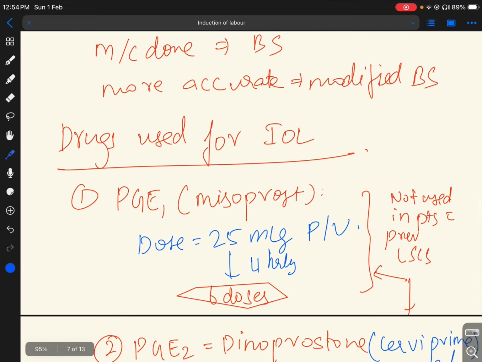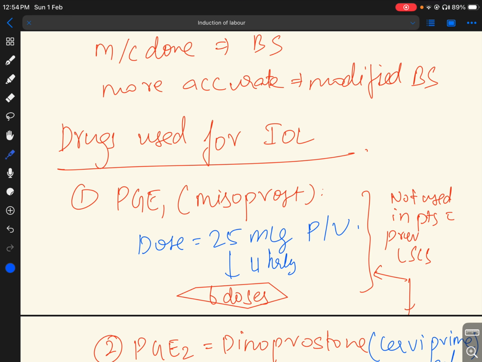What are the drugs used for induction of labor? It is prostaglandin E1, misoprostol. Dose is 25 micrograms per vaginally every 4 hours, 6 doses. Remember the dose, it is 25 micrograms.